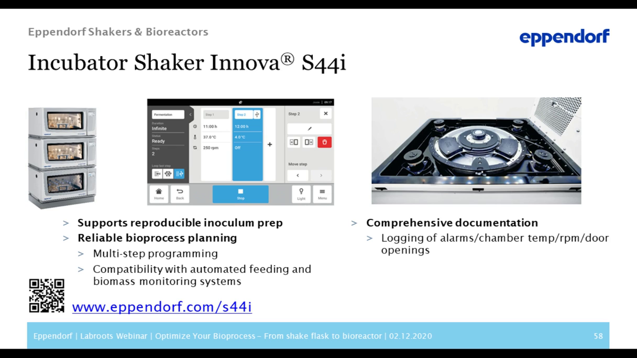It also offers reliable bioprocess planning because it comes with multi-step programming, and it is also compatible with automated feeding and biomass monitoring systems. And also for your audit safety, it comes with comprehensive documentation. So it logs alarms, chamber temperature, RPM, door openings, and also via user management, you can restrict the access to change any settings. If you want more information, just go to eppendorf.com/S44i.